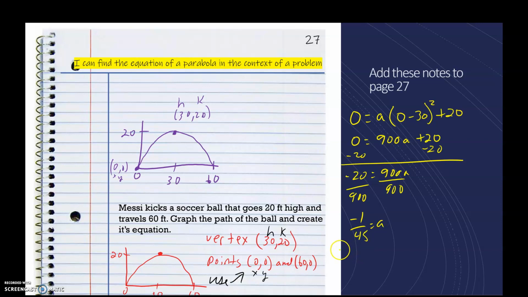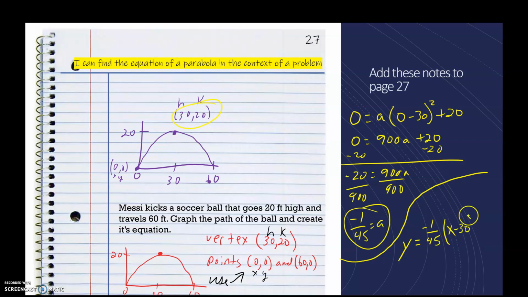Well, hey, look, if we've got the a and we've got the h and the k over here, let's write this equation out. We're putting the y and x back in as letters. So it's y equals negative 1 over 45, parentheses, x minus my h, which is 30, squared, plus my k, which is 20. And there it is. We just got this ugly looking equation written out.